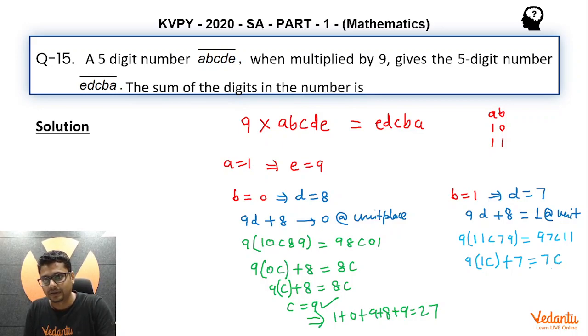Now clearly you can see that the minimum value of c can be 0, and 9 multiplied by 10 is essentially 90 plus 7. 97 is the left hand side's minimum value, and the right hand side is 70 something, 7c. So that means you don't get anything from this case. My final answer essentially is 27 only, and this number abcde is 10,989. So 27 is the answer.